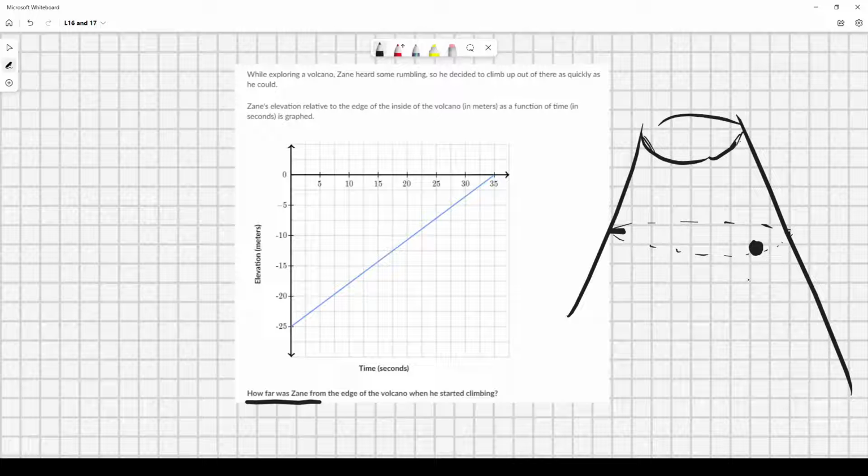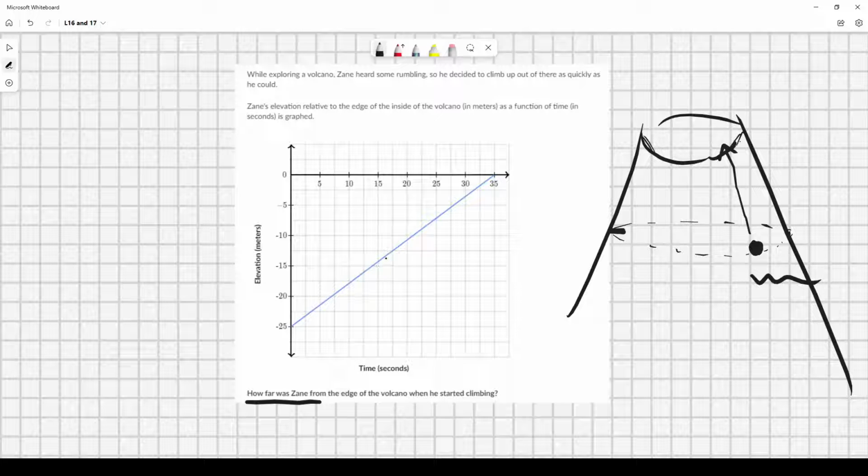So at this point, he hears some rumbling. So he decides to go up, climb out of the volcano, get out as soon as possible before the volcano erupts, maybe. So his elevation relative to the edge of the inside of the volcano. Elevation means the change in the height. So at the top over here, his elevation is 0. That's what it represents relative to the edge. So that means when he goes down, his elevation becomes negative, as seen over here.